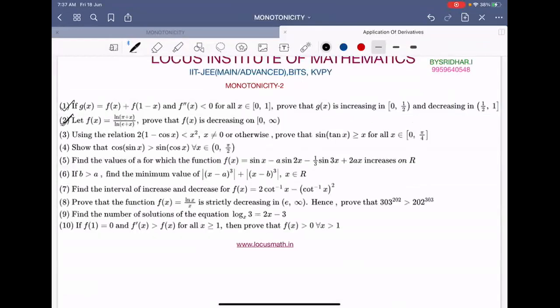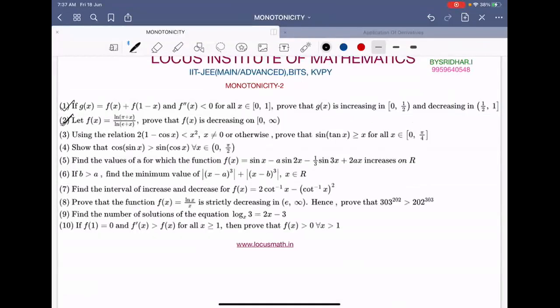Question number 3. Using the relation given, 2 times (1 minus cos x) is less than x square, where x is not equal to 0, or otherwise, prove that sine of tan x is greater than or equal to x for all x belongs to the closed interval 0 to pi by 4.